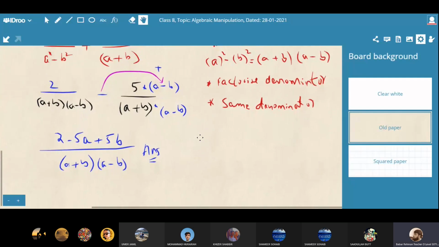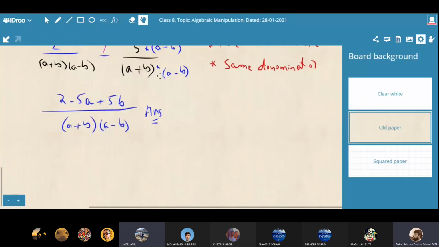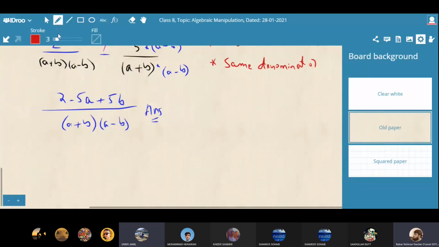Now the very important point: how to make the same denominator. Let me give you one example over here. Hope you have written all. Yes, students. Okay, one more key point I'm going to write here. You start writing. There are many key points related to this exercise. Key point: how can we make the same denominator?